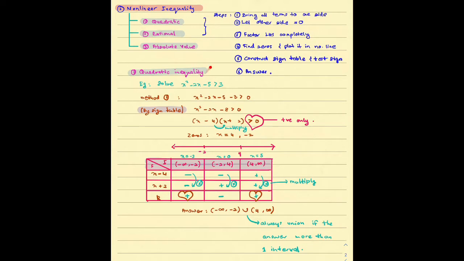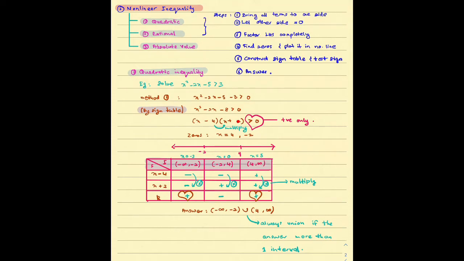Okay, number 1 is quadratic inequality. So what is the first step? First step is to bring all terms to one side. The right hand side is not equal to 0, right? So bring all terms to one side and then simplify. Then you get the quadratic x squared minus 2x minus 8. And then step number 3, factor it completely. You get two factors: factor 1 is x minus 4, factor 2 is x plus 2.